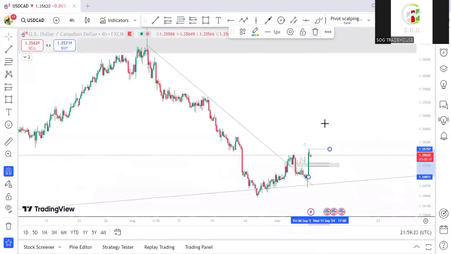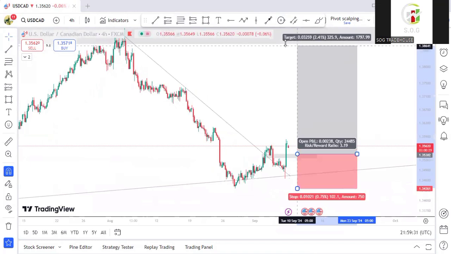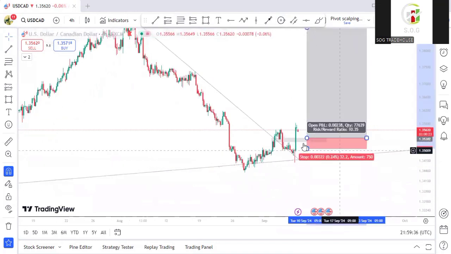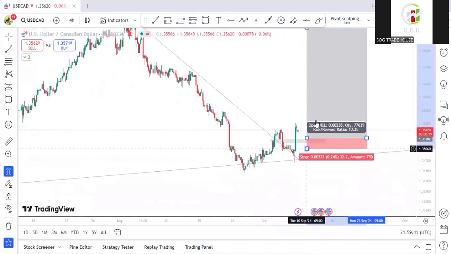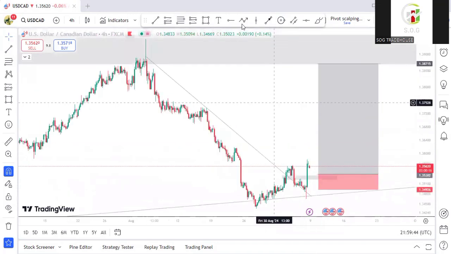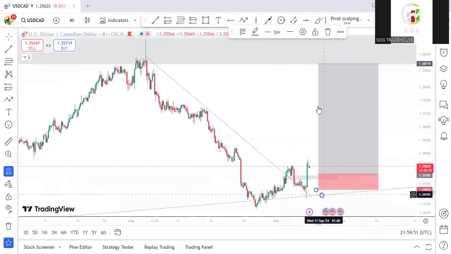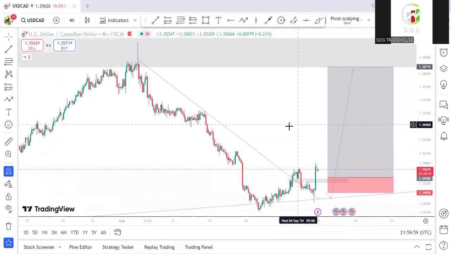So on USD CAD, we just watch the market to see how it reacts, how USD CAD reacts to this support level over here. So it's either we get our entry from this support level over here, or the market moves back to the trend line and gives us a candlestick pattern to get our entry to the upside. So those are the two scenarios we'll be looking at on USD CAD.